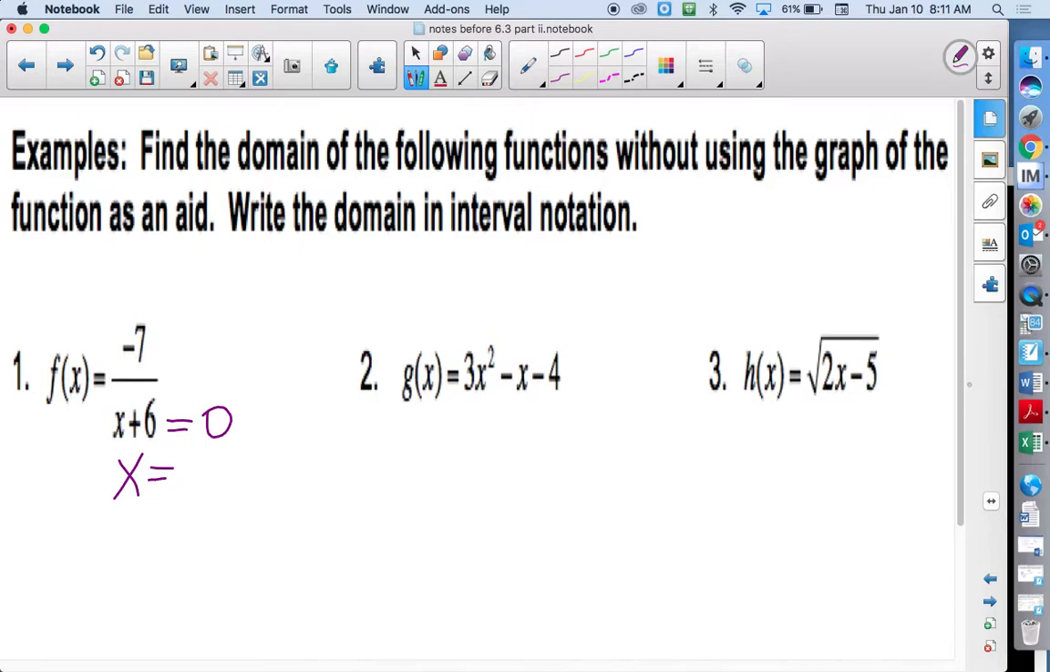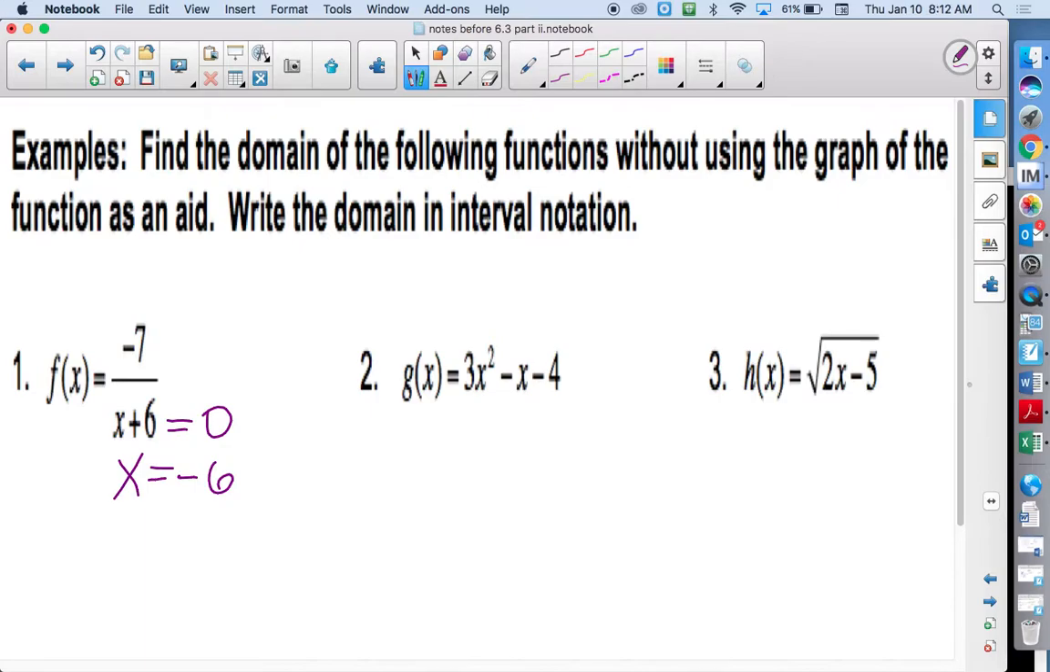Maddie, what do you get when you have x plus 6 equals 0? What's x equal? Say again? 6. How would you take 6 to the other side? How do you solve for x? How do you move it over? Yeah, subtract 6. Sorry. Did you say that and I just didn't hear you? It's okay.